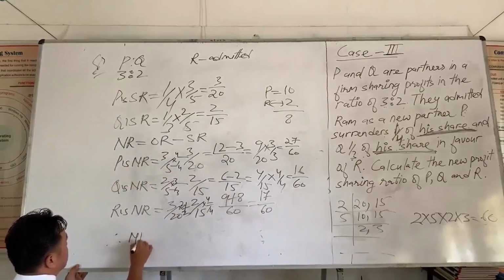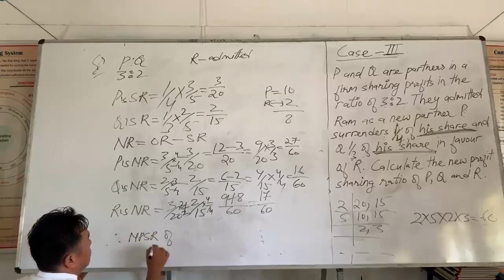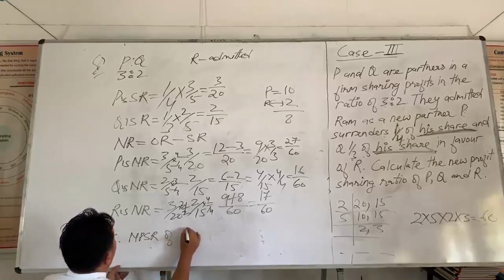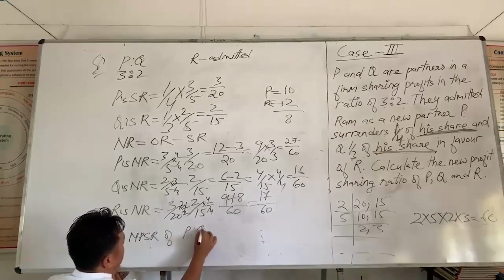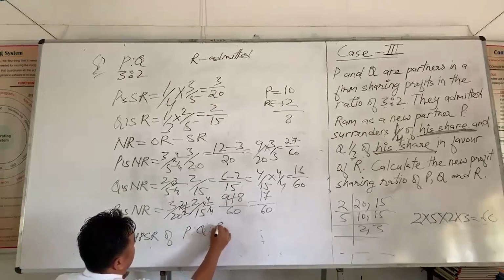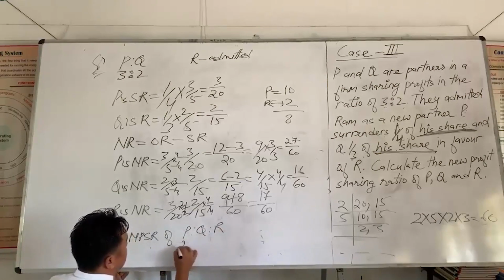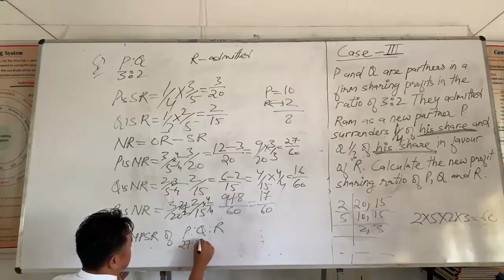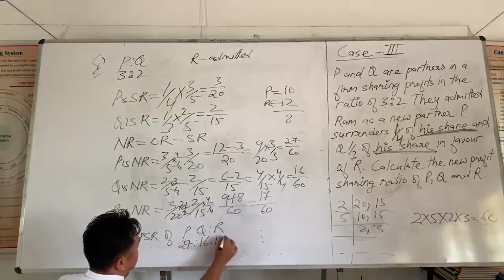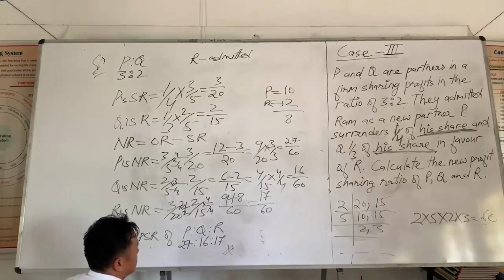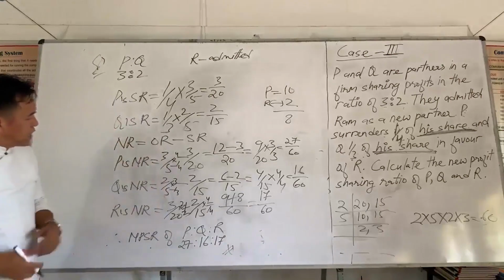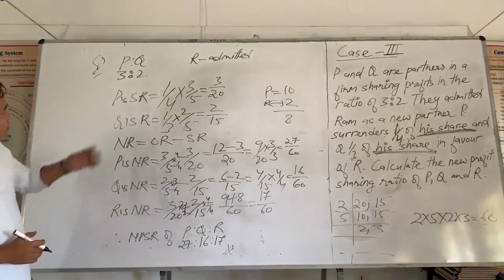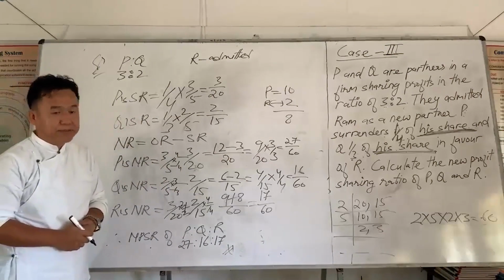Therefore, the new profit sharing ratio of P, Q, R is 27 is to 16 is to 17. This is how we should calculate the new profit sharing ratio for case number 3. Okay?